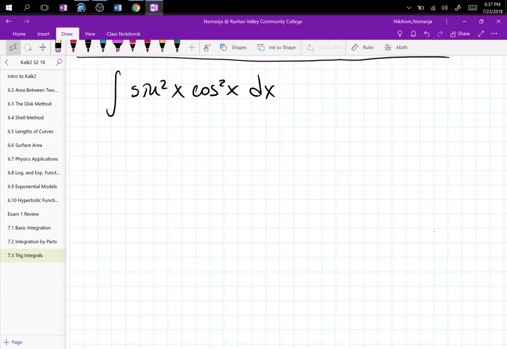Let's see what you get. You have power reducing for both of them, right? And they will both come out with cosine 2x. Both of them have cosine 2x. Come on. Alright, let's see.